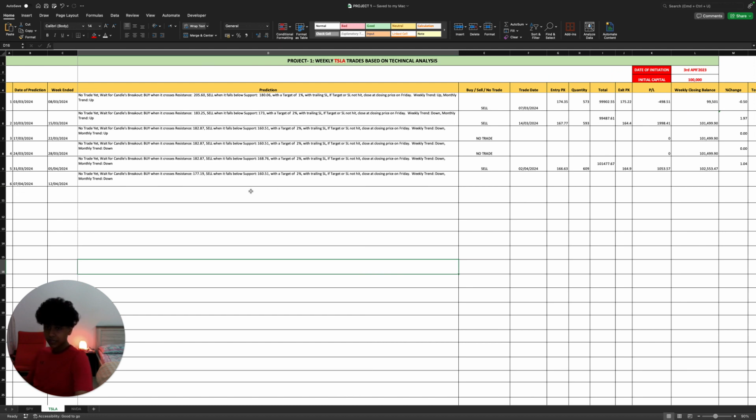For this week, as mentioned, 177.19 resistance, 160.51 support, target 2% trailing stop loss. If we are in a position and it's not closed yet, and neither level is hit, then we will just close on Friday before the close. Weekly trend and monthly trend are down.